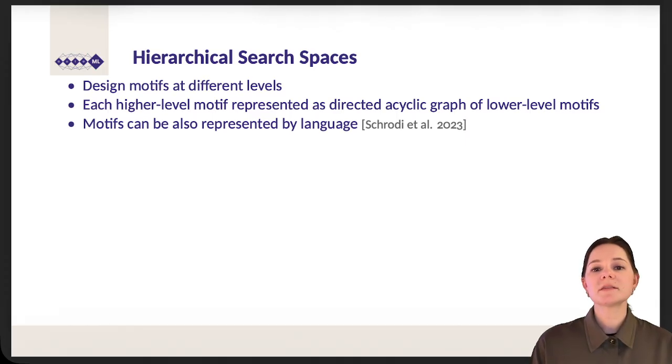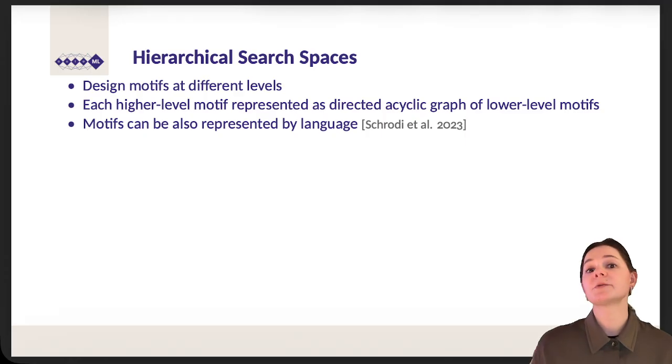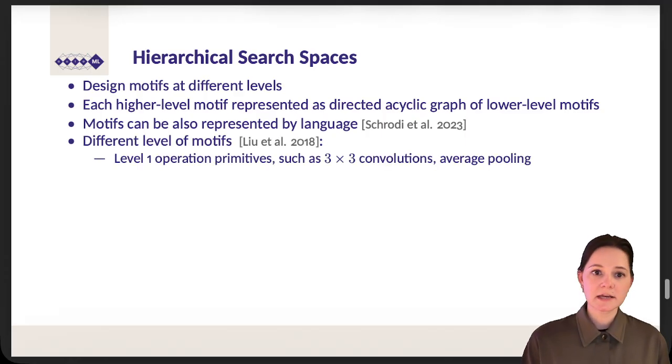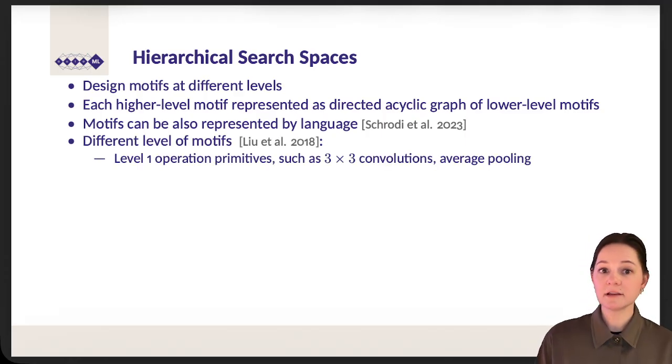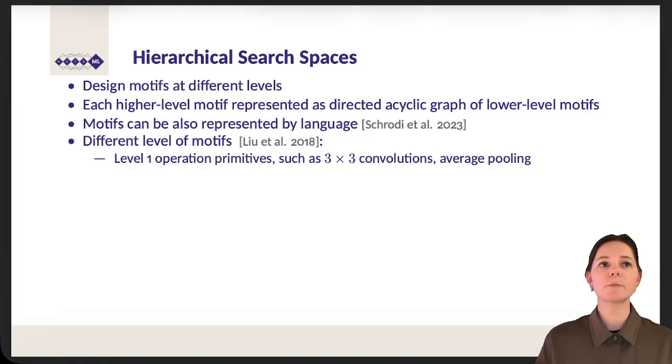Here we say that we have different motifs at different levels, and each higher level motif is represented as a directed acyclic graph of lower level motifs. And a motif can also be represented by language. So the first level, level 1 of the motif, are operation primitives. For example, 3x3 convolution, average pooling. So what kind of operation layer types do I actually want to use?